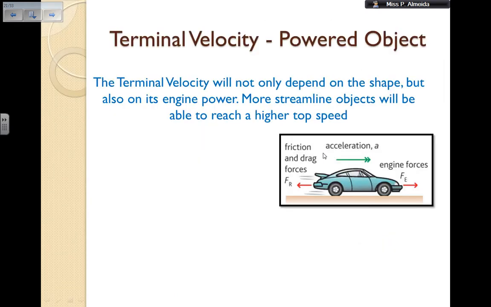Finally, imagine that I have a powered object. I can do exactly the same calculations, I just need to add a new force, okay? Which is going to go in the same direction as the movement. So the terminal velocity will not only depend on the shape, but also on the power, on that force, okay? On the engine power, okay? If I get a more streamlined object, then I will also be able to reach a higher speed because, as you know, drag depends on the shape of the object, and I will allow the particles to slide through easily.